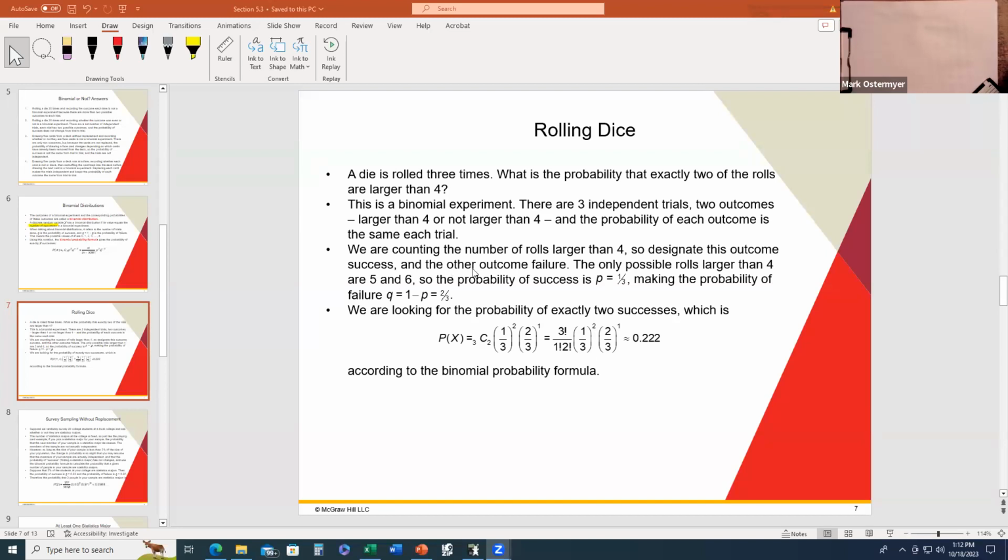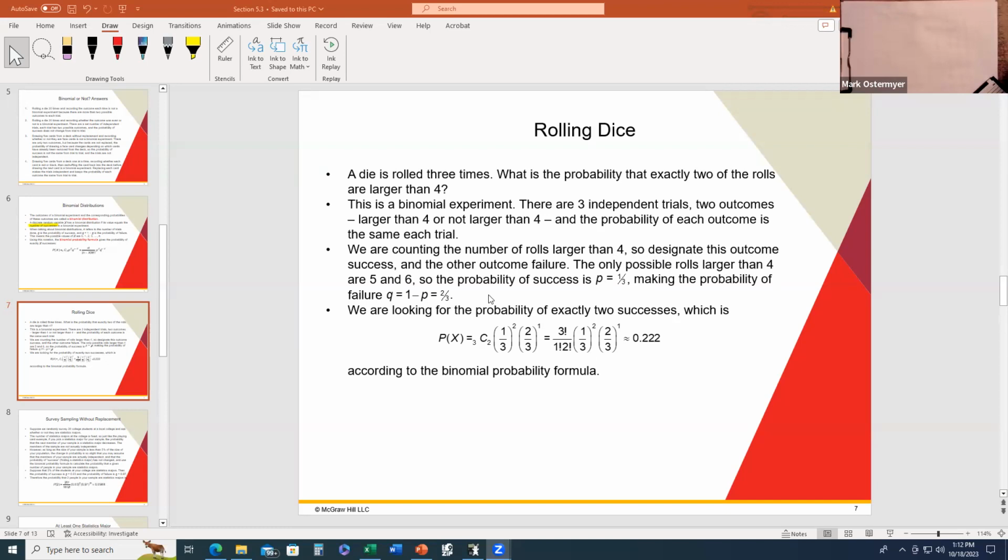We are counting the number of rolls larger than 4, so designate this outcome as being a success. So, ladies and gentlemen, if I roll a die and its face is a number that's larger than 4, we call that a success. If I roll a die and its face is 4 or less than 4, we call that a failure. That's how we're going to define a success and failure for this experiment. Now, the only possible rolls larger than 4 are 5 and 6.